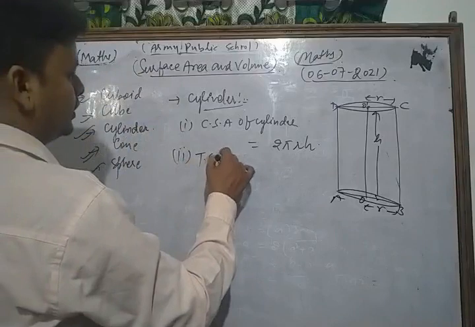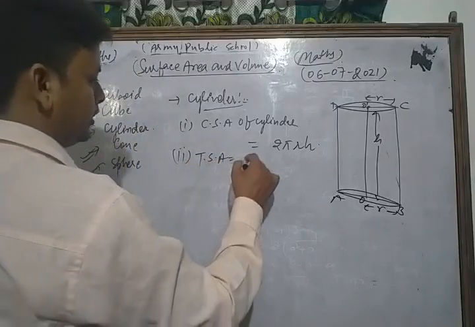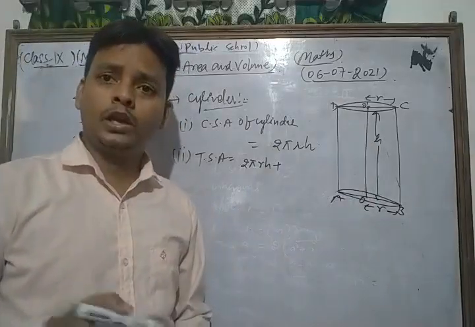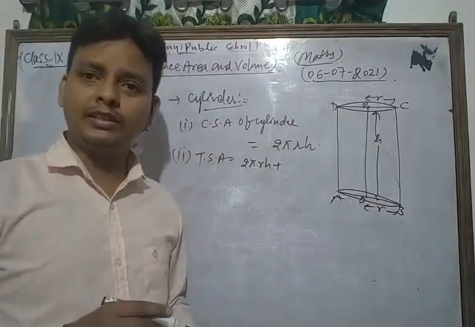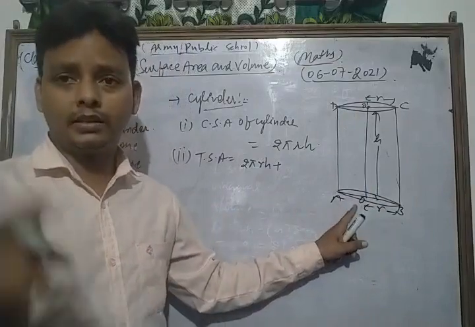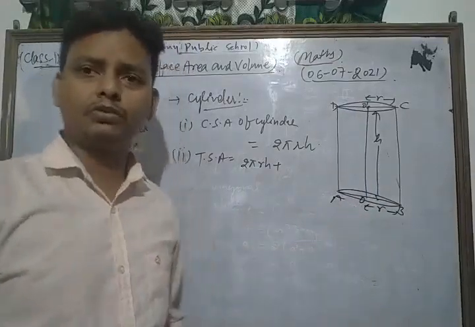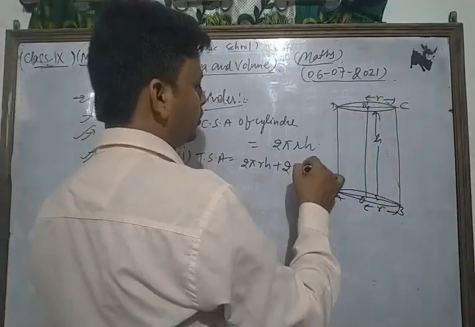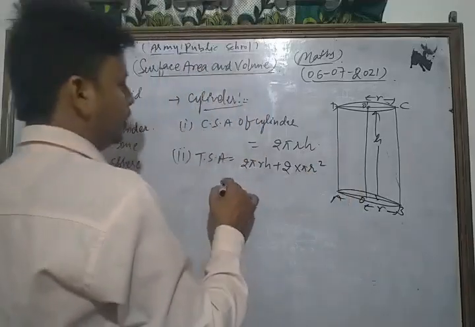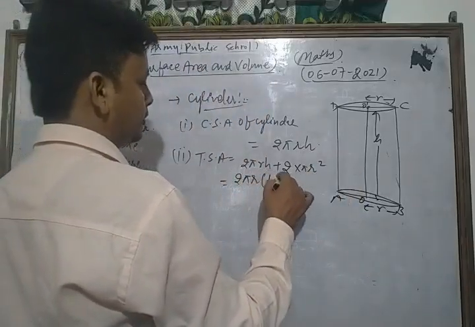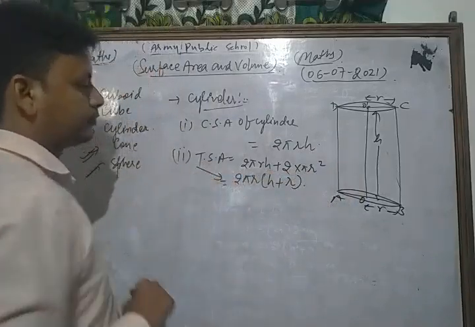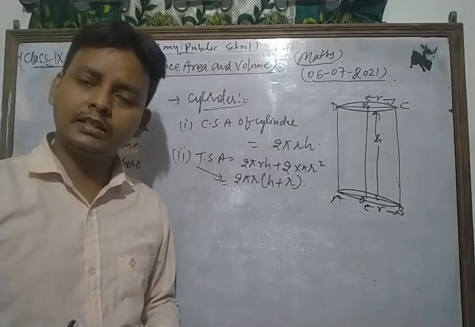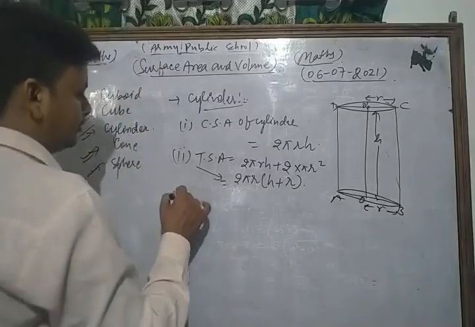Total surface area of cylinder. The total surface area of a cylinder is its curved surface area plus the area of its top. Its top is what? Two ends, and each end is in the form of a circle, so that is pi r square, the area of a circle. Because both ends are circular, it is 2 into pi r square. Now we take 2 pi r as common, so we get h plus r. So this is the formula for the total surface area of a cylinder.